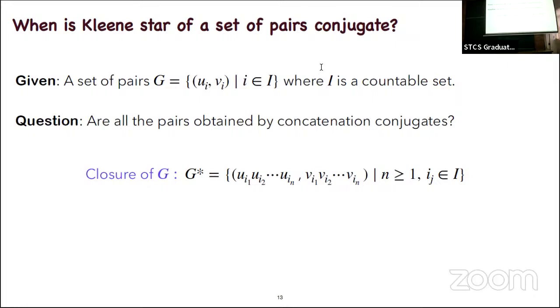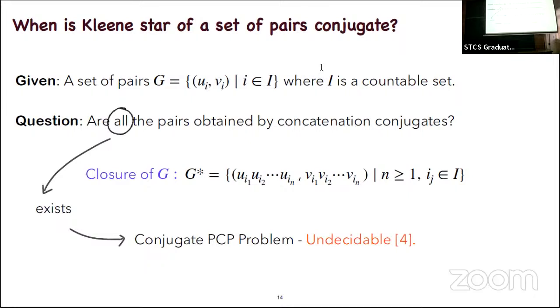Why I put it this way is because of this problem, because the complement of the problem is understood. If I give you a set of finitely many pairs and ask you, is there a pair obtained by concatenation which is conjugate? That is known as the conjugacy case, and that's the answer. So it's just like the equivalence problem for rational expressions.